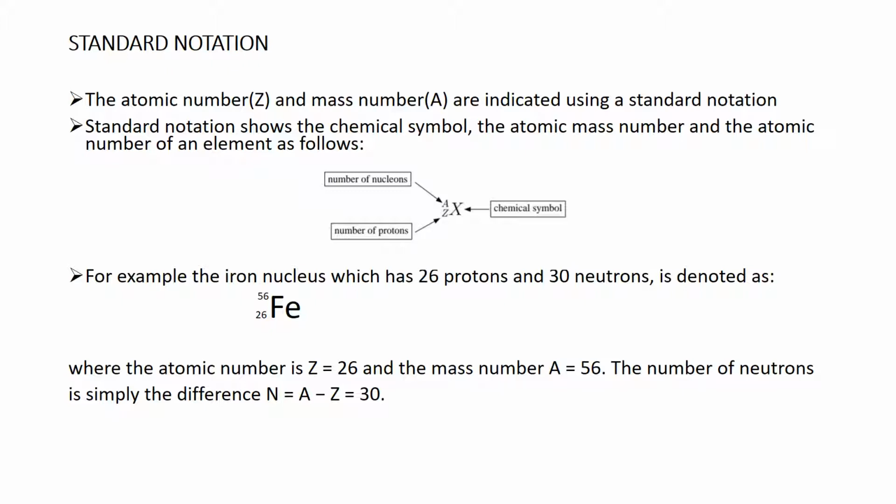For example, the iron nucleus has 26 protons and 30 neutrons, so it will be denoted as Fe, 56 at the top and 26 at the bottom. Then you know that the 26 represents the number of protons. So the atomic number is 26, the mass number is 56, and the number of neutrons will be 56 minus 26, which is 30. So remember that it doesn't matter where you write your number of neutrons and your number of protons. What matters is that you know that the number of protons is always lesser than the number of neutrons.